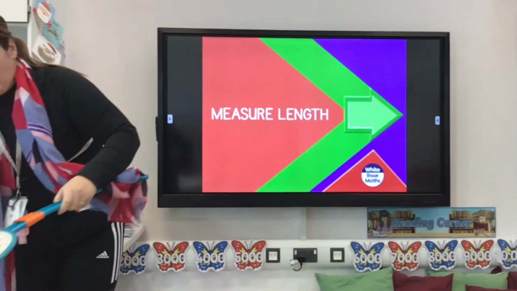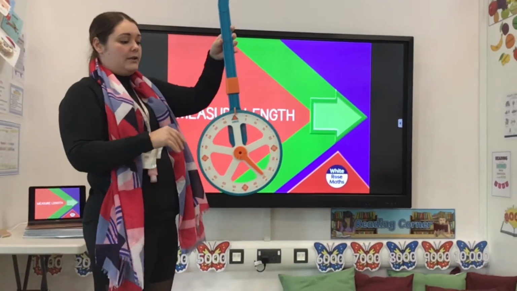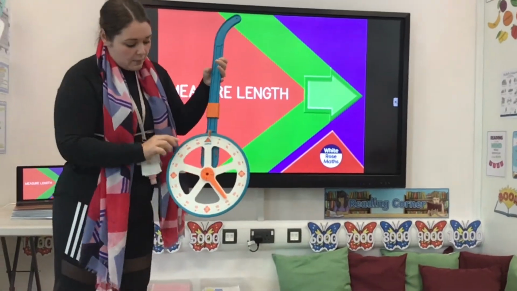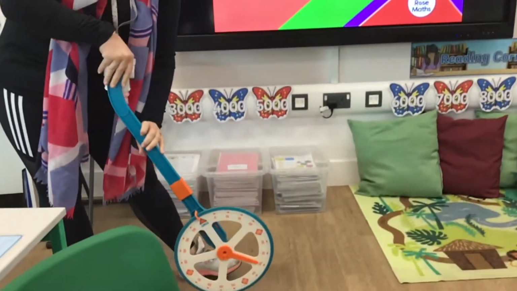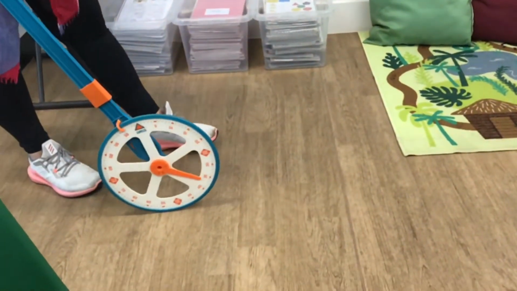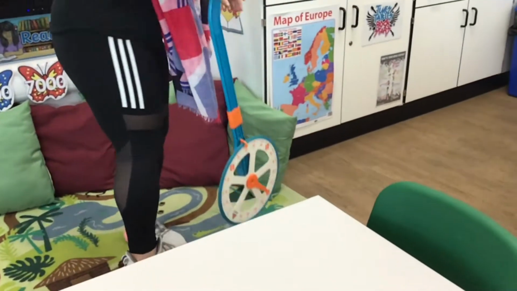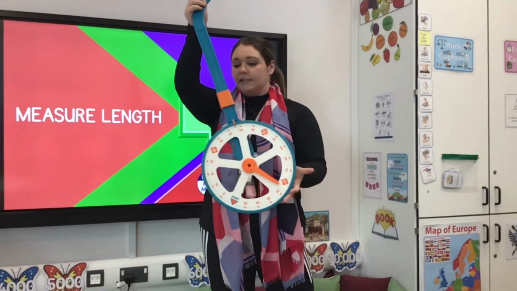Also got a trundle wheel. So normally you would roll this across the floor. This is used when you're measuring longer distances. And when you wheel across from your starting point, it will click. 1, 2. So it'll tell you how many metres that is counting in.